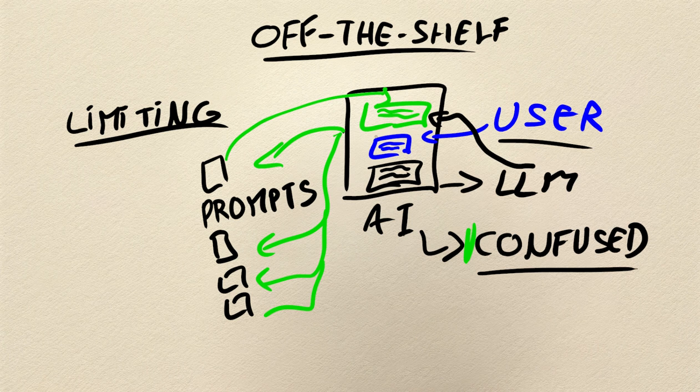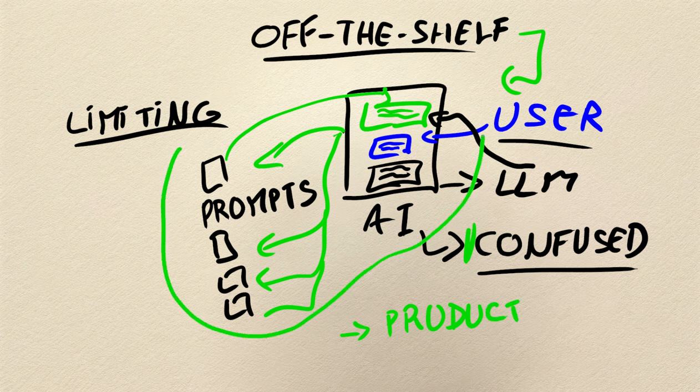So the thing is, okay, we buy the off-the-shelf software here and we want to create the product. The product is here. This is our product, right? It's basically all of that: the off-the-shelf AI plus the prompts. How are we going to troubleshoot that, right?